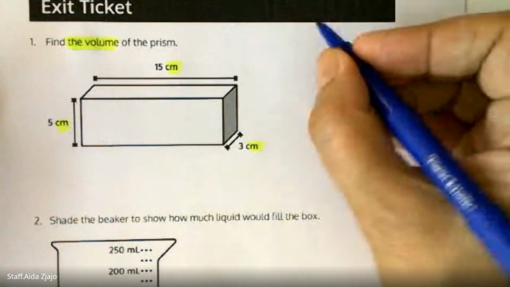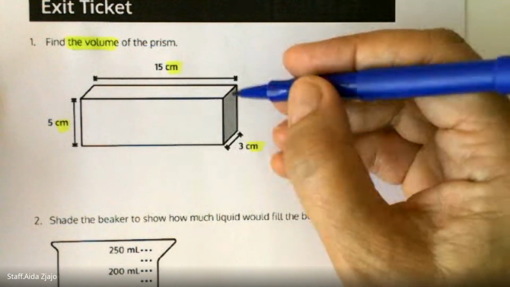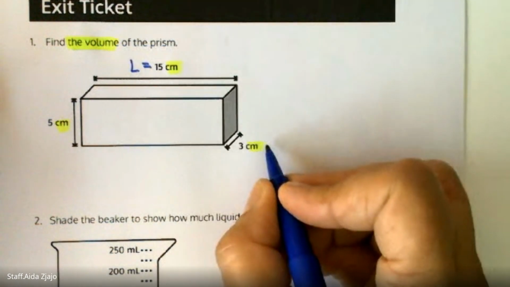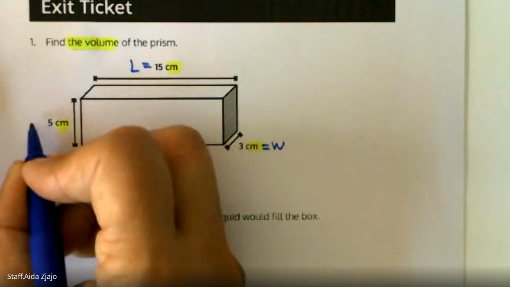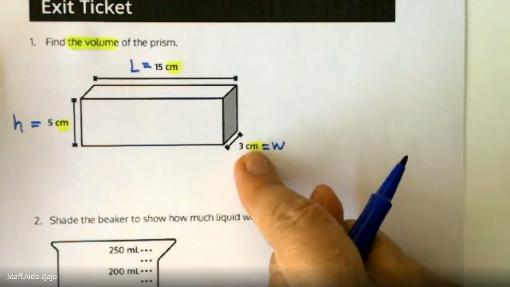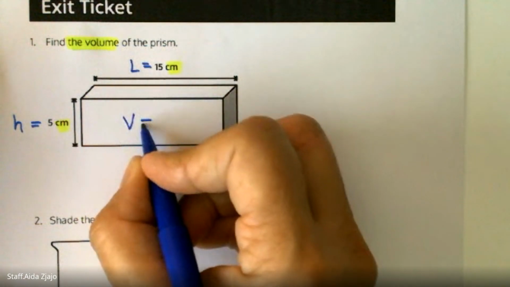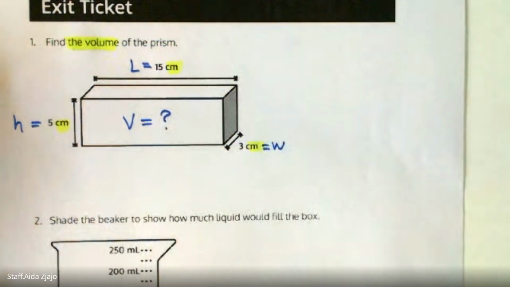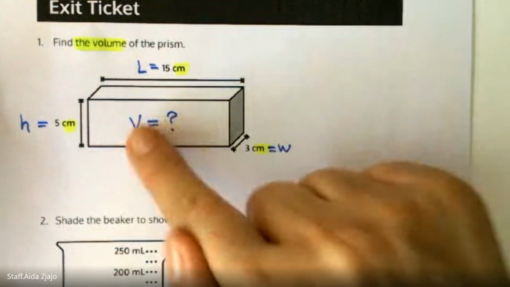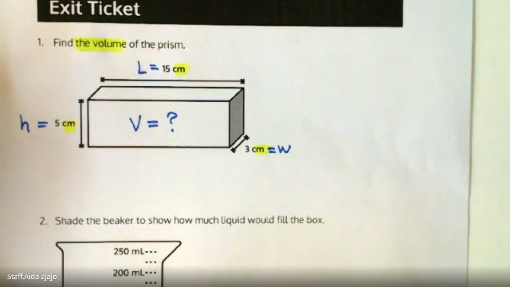If we look at the picture, we see that they gave us the length, the width, and the height. Any of these could be unknown if they also gave us the volume, but this time volume is unknown, how much we can put in.